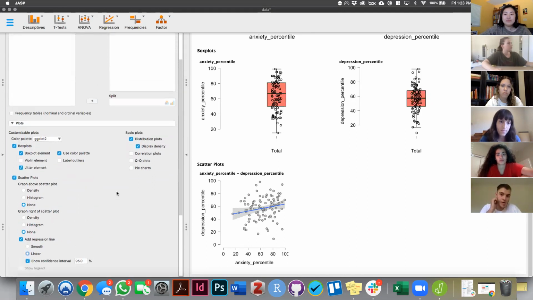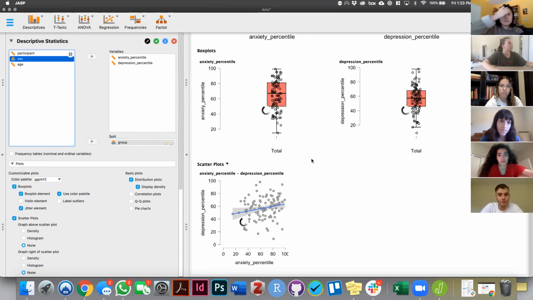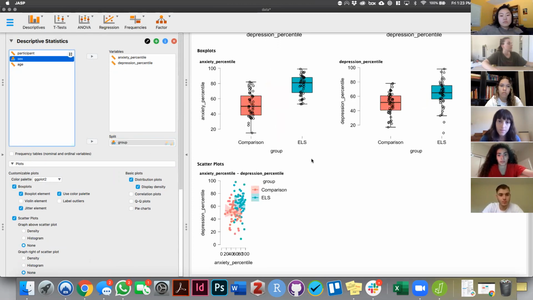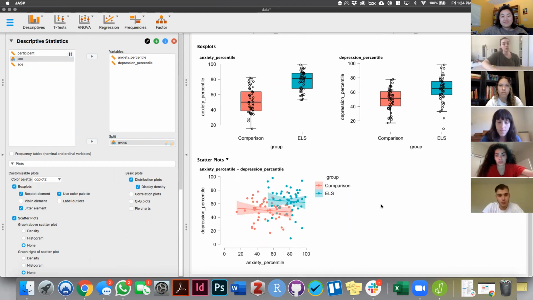Yeah, and then if you wanted to look at that by group, you would do what we did at first. Okay, there we go. And this is really cool when you're looking at interactions. When you are looking at three variables, you're starting to look at the way they interact. So you're looking at anxiety, depression, and group at the same time. Does anxiety have a different relationship with depression based on whether you were comparison or ELS?